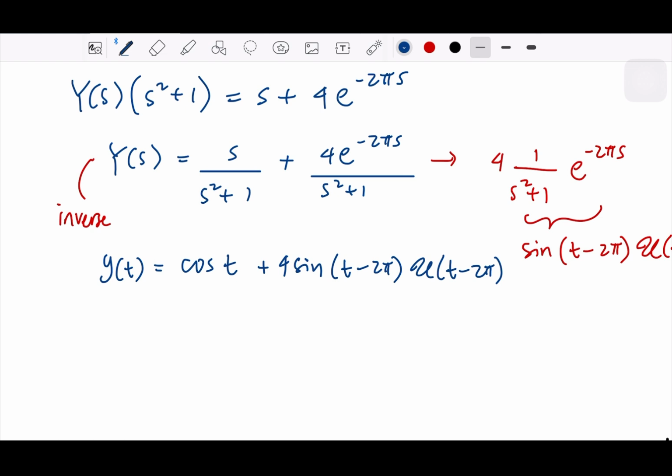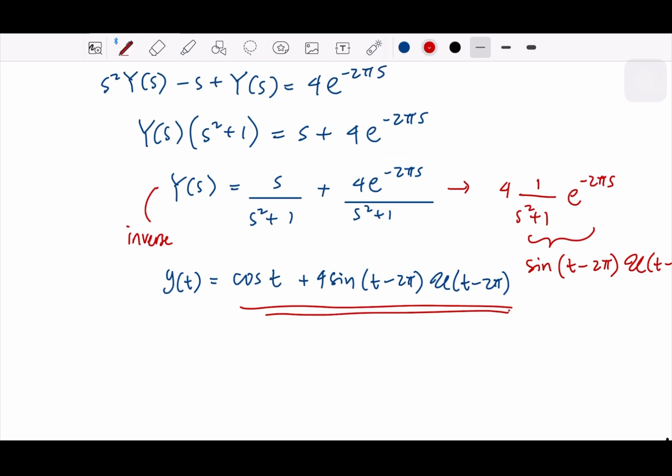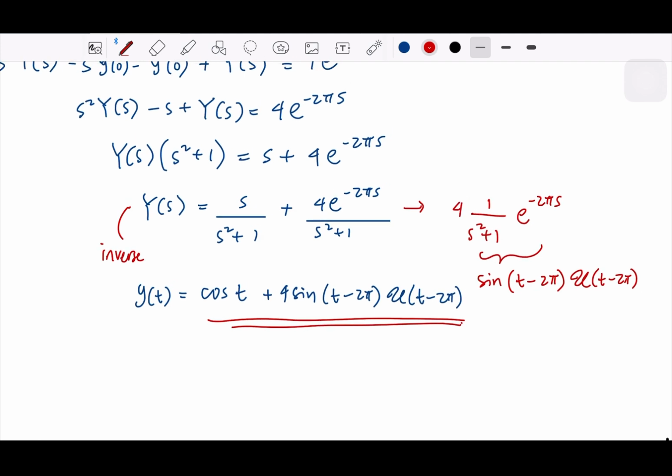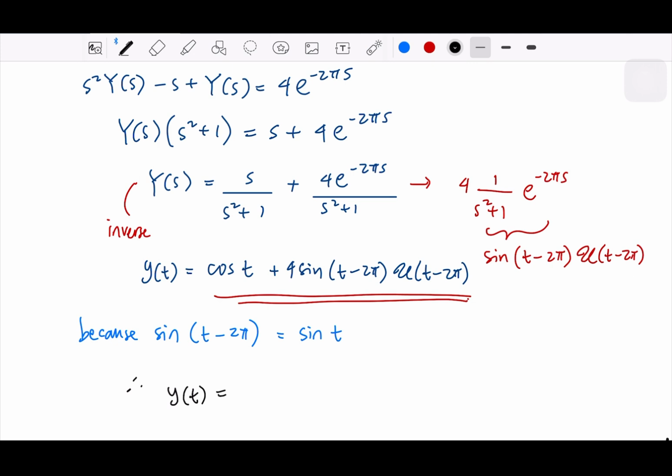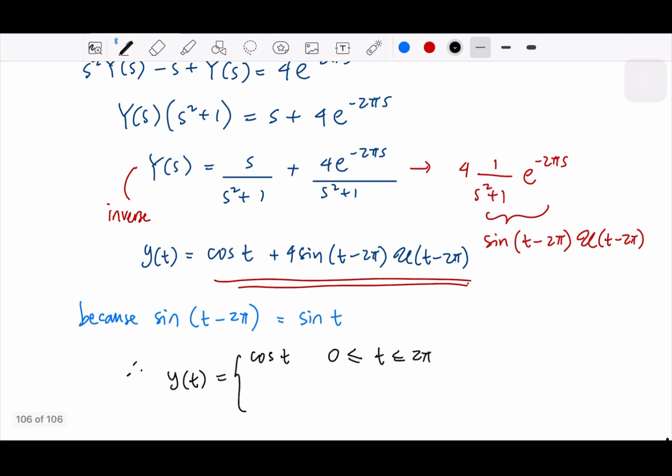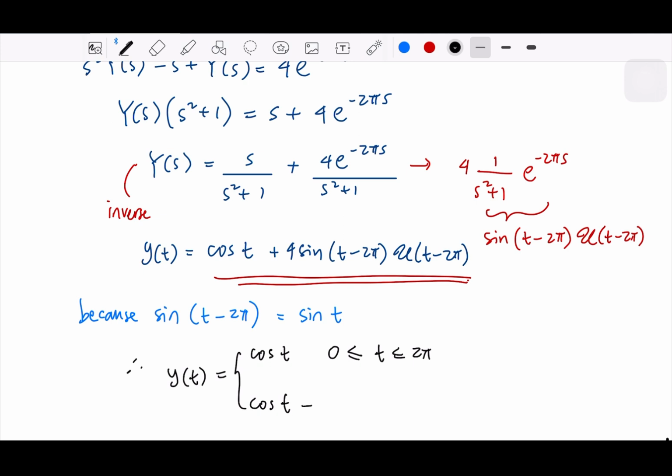Okay. But this equation we could write more precisely, because sine(t minus 2 pi) is still equal to sine t, right? So the solution we could write: from 0 to 2 pi, this will be cosine t. And the other part is cosine t plus 4 sine t. This is when t is greater than 2 pi.